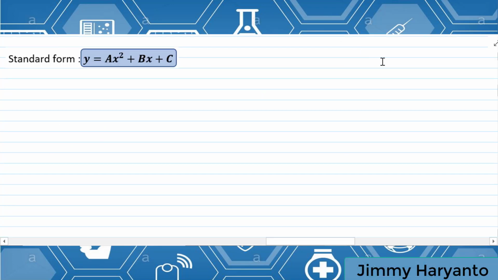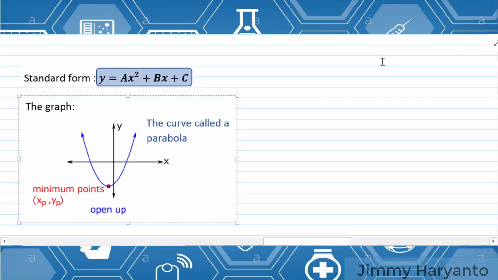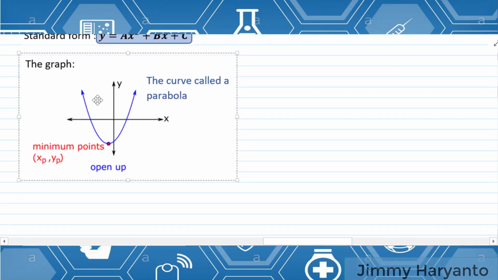So the standard form of a quadratic function is y equals to ax squared plus bx plus c, or some books write it like f(x) equals to ax squared plus bx plus c, it is the same. The graph for a quadratic function is like this. This is the first type. It's open up. Open up means the graph will be like this, and we have the minimum point. If the graph is open up, then we have a minimum point. The curve is called a parabola.